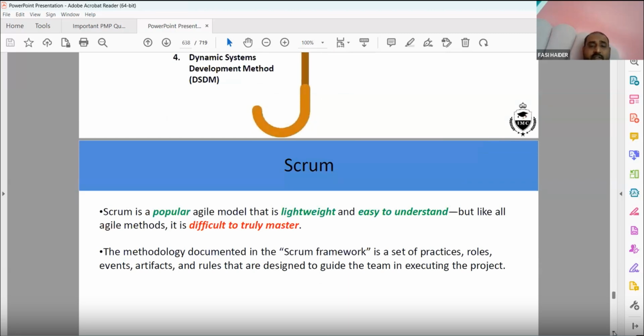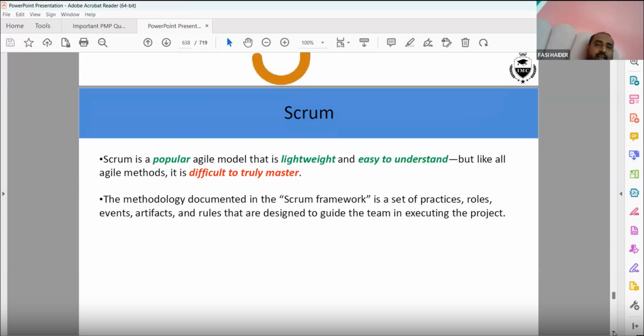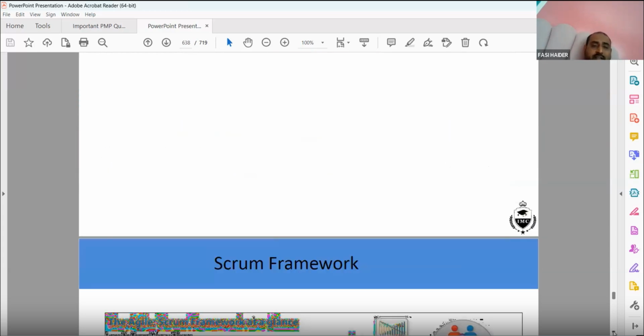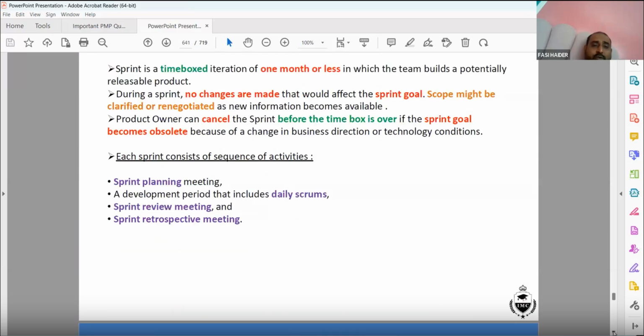The methodology documented in Scrum for work is a set of practices. So it is similar to the project manager when we say Scrum master. So it's similar to Scrum master, then adoption, transparency and everything, key concerns, comprehensive Scrum team roles.